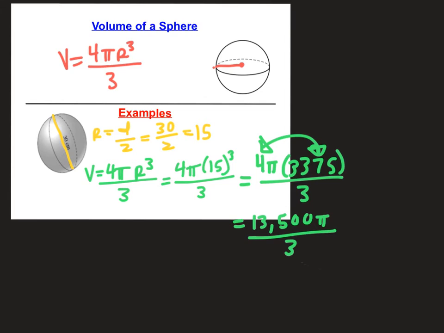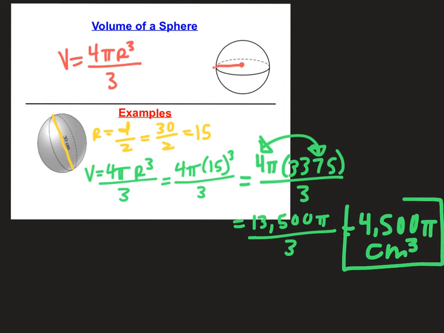If I divide 13,500 by 3, I get 4,500 pi. That would be my answer. Again, we're talking volume, so my units would be centimeters cubed. And this would be my answer in terms of pi.